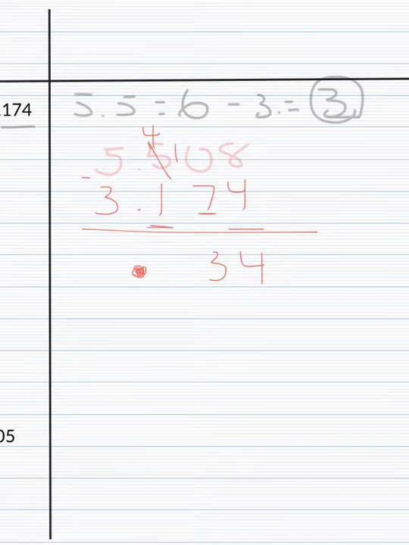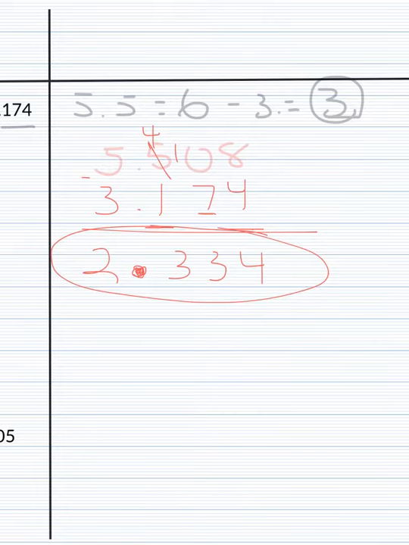10 minus 7 is 3. 4 minus 1 is 3. 5 minus 3 is 2. And then that would be my difference. And it's around 3. It's definitely a little less, but it's in the ballpark, so I know that I'm on the right track. All right, example 2.